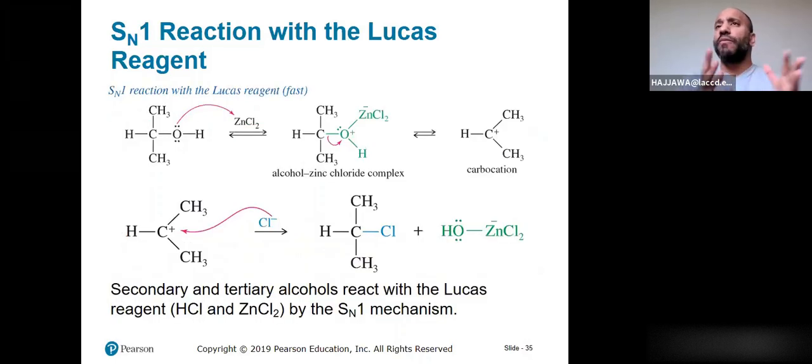Here is the case of the SN1 pathway, even if I use zinc chloride, it will be the same route, the first step. Oxygen will attack zinc.